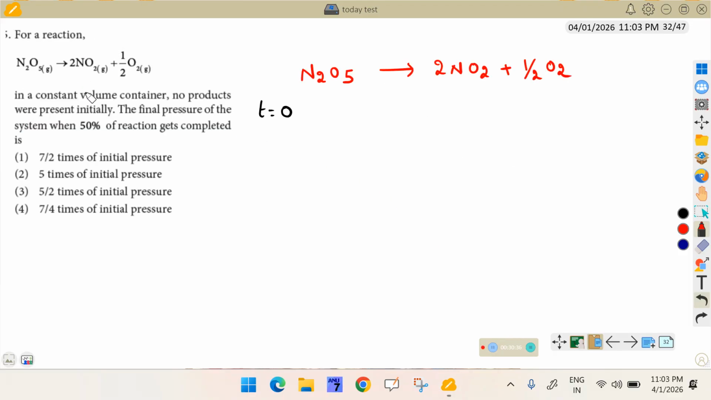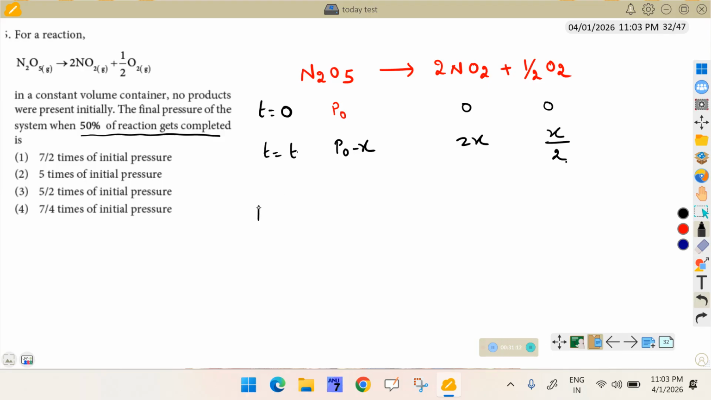For a reaction in a constant volume container, no products were present initially. That means only reactants are present. Reactant pressure is P0, and products 0, 0. You can assume any number also, like 1, 0, 0. The final pressure of the system when 50% of the reaction is completed is? At time t, X amount is dissociated. Here 2X, here X by 2.